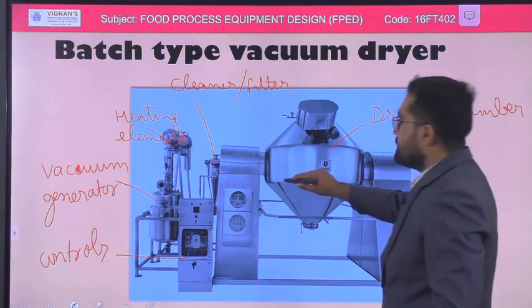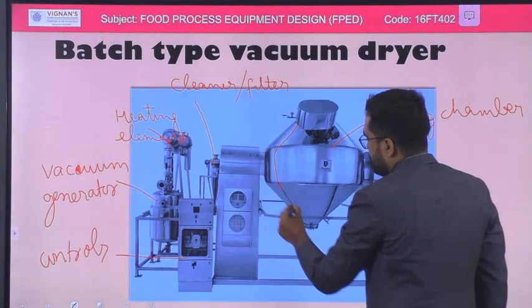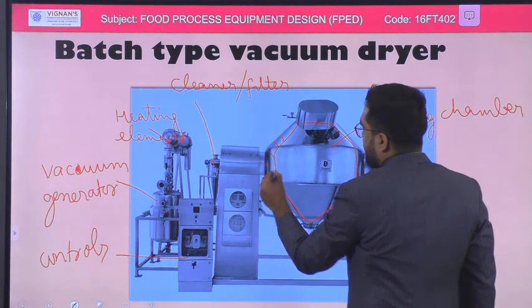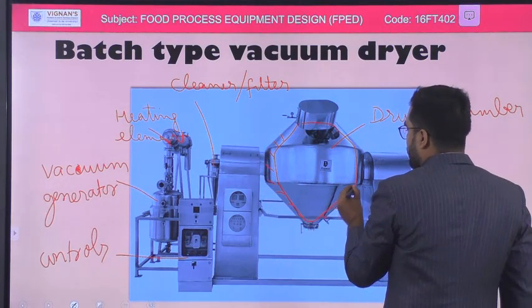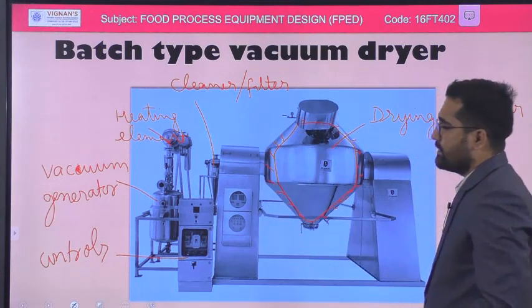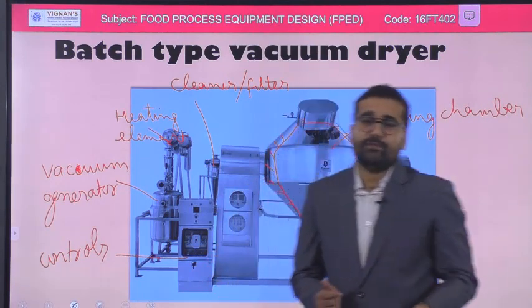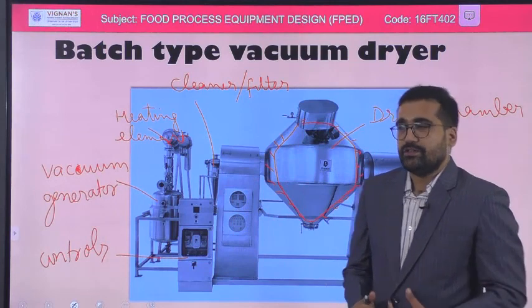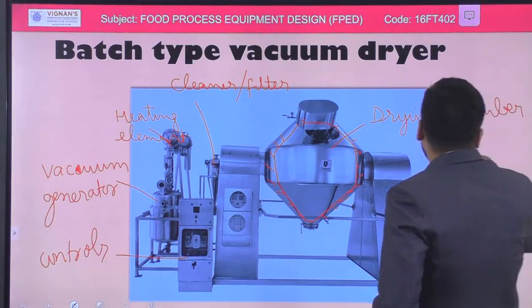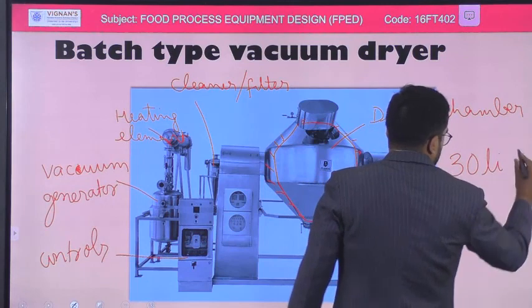This is a jacketed type vacuum dryer. Hot water will be flowing inside this jacket, which, with the help of conduction, will raise the temperature inside the chamber, and drying will occur. So these are the features of a batch type vacuum dryer. The industrial size of batch type vacuum dryers is generally anything between 30 liters to 300 liters.